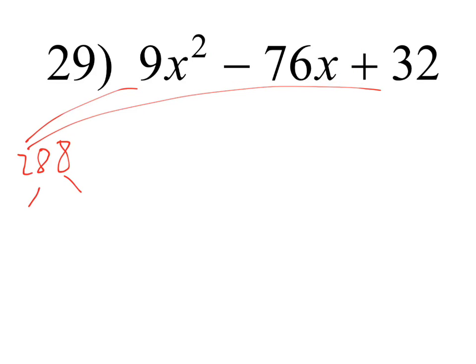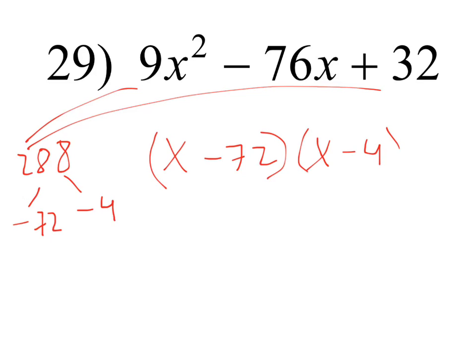So they're both going to have to be negative. Give me a moment. Alright, those 2 factors are going to be negative 72 and negative 4. So we'll have x minus 72, and we'll have x minus 4 on that.